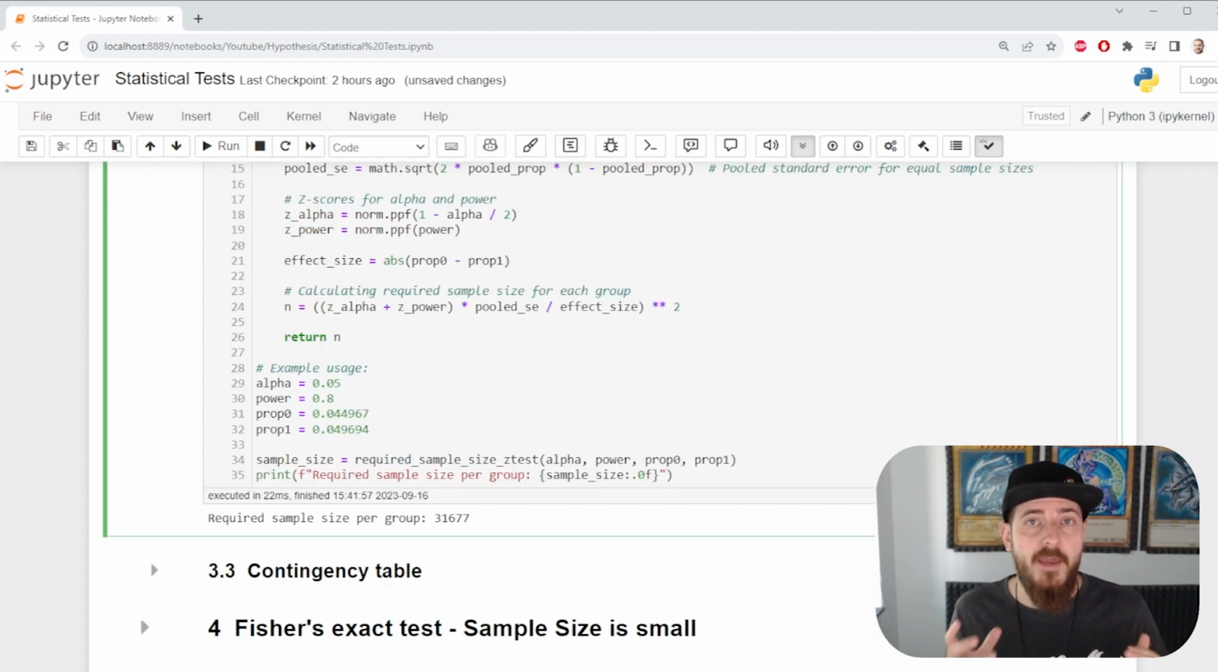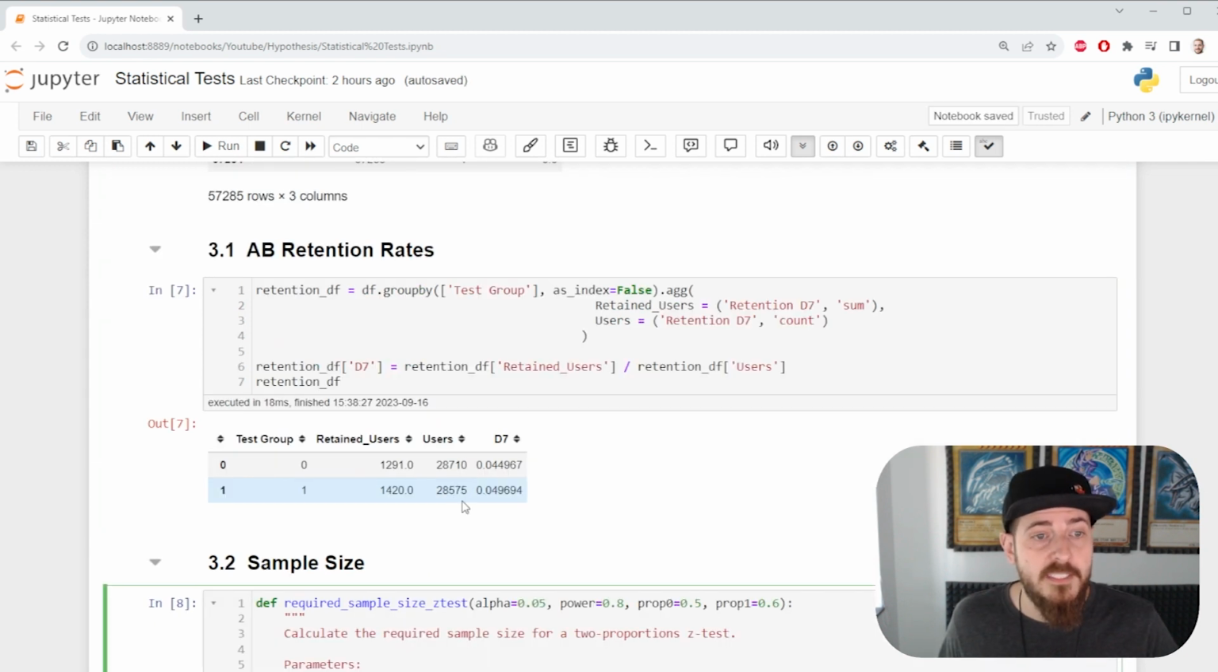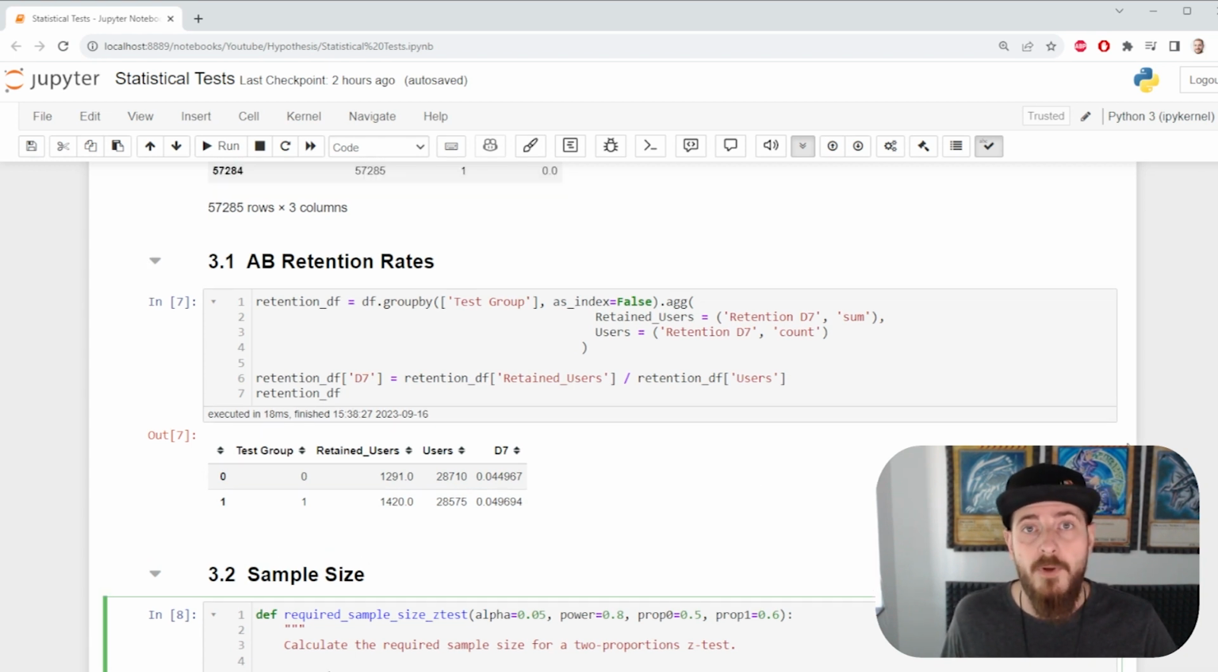We arrive at a result of almost 32,000 samples. In order to be confident that we can eliminate noise, we need to have 32,000 samples per variant. In our test, we have a little bit over 28,000. This is within margin of acceptability and is one of those gray areas that you can use both tests.